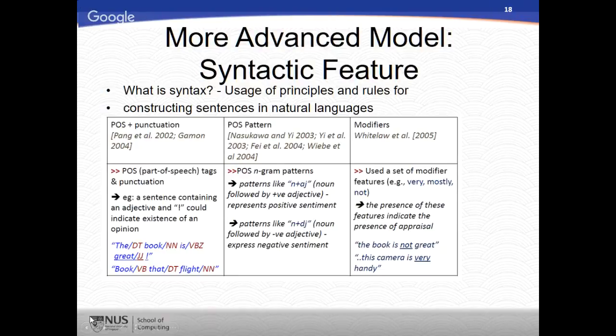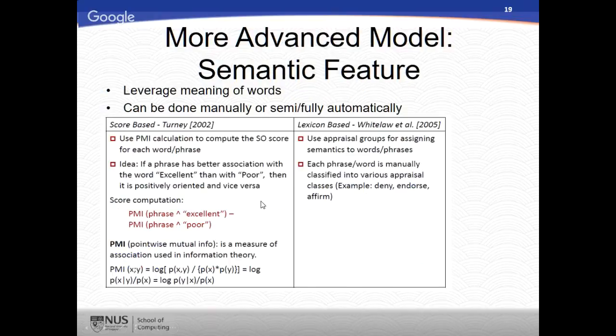This research also indicates the modifier is useful. If an adjective appears or co-occurs with a modifier, for example, "very" or "mostly", it is likely to be a positive one. If it co-occurs with "not", it is likely to be a negative one.